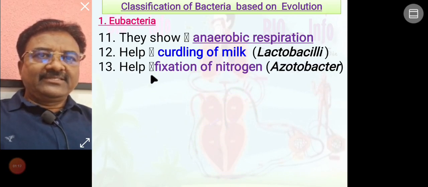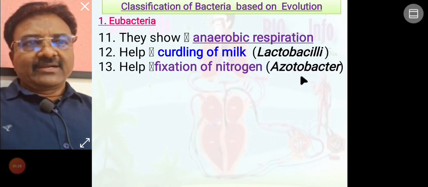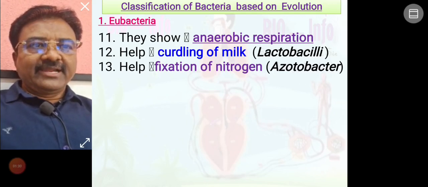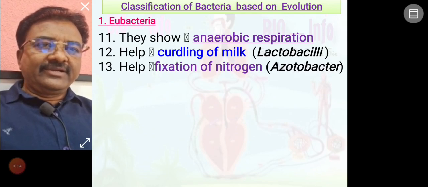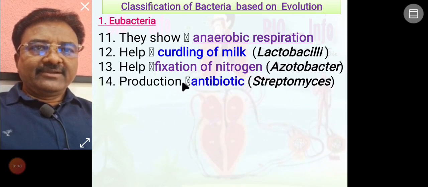Some eubacteria help in fixation of nitrogen. You know, cyanobacteria Nostoc, and Azotobacter noted here, are also nitrogen fixing bacteria. Atmospheric nitrogen is fixed and converted to nitrates. So Azotobacter is a nitrogen fixing bacteria.